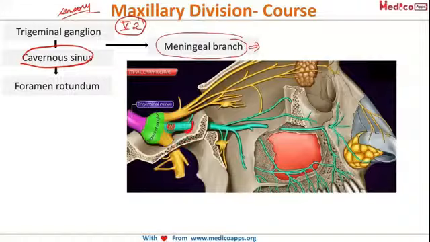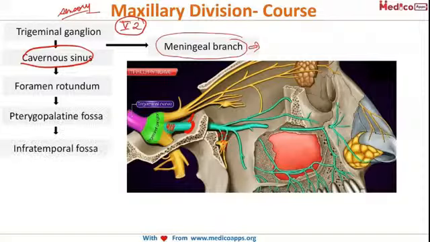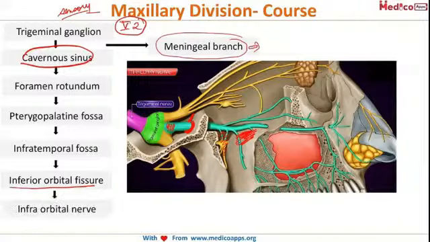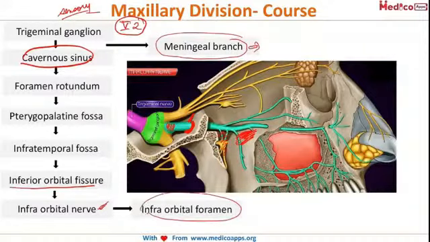So this is the foramen rotundum here, and this is the meningeal branch that it gave out, and from there it enters the pterygopalatine fossa. So this area here is the pterygopalatine fossa, and from there it reaches the infratemporal fossa. Okay, so this area will be in the infratemporal region, and from there it enters the orbit through the inferior orbital fissure. That is, it enters the floor of the orbit. It runs along the infraorbital groove as the infraorbital nerve, and from there it exits the skull through the infraorbital foramen and gives out its terminal branches.